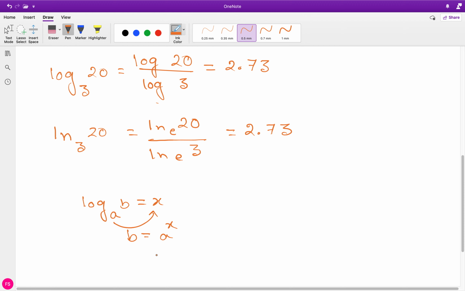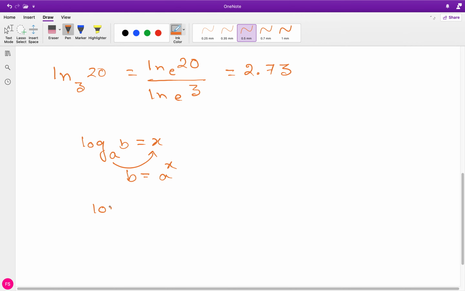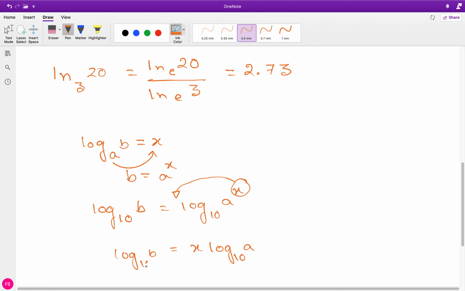Now I want to change it to a log of base 10. That's why I'm going to introduce log of base 10 to both sides. This side I will have log of b, this side I will have log base 10 of a to the power of x. According to the rule of log, this will go to the front. I also explained the rules of logarithms before. So this equals x log a with the base of 10, and this side we have log of b with the base of 10.